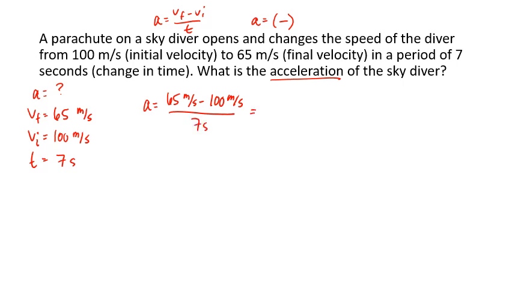Again, make sure you're putting this math in the calculator correctly. Go ahead, stop right now, get out your calculator, solve this math, pause the video, and see if you get the correct answer as I do. So you should have gotten -5 meters per second squared. If you did not get -5 meters per second squared, again, make sure you're doing your subtraction first, hitting enter, and then dividing by 7. And that's going to be our final answer.